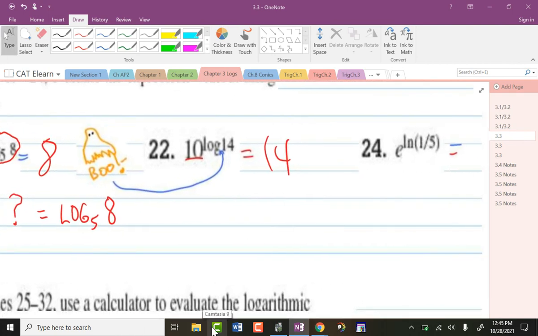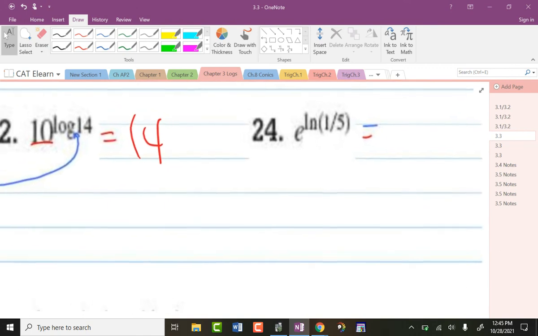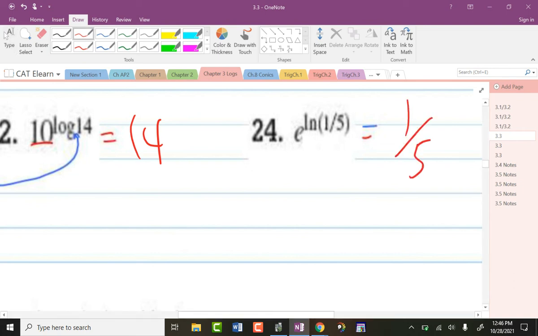The next student, 1. Nice, Mitchell. What's that? E raised to the ln. By the way, what's ln? Log base what? E. So what is the answer to this one? She just got 14, so it's just 1/5. Okay, now we can get rolling and just answer it if we know the rule.